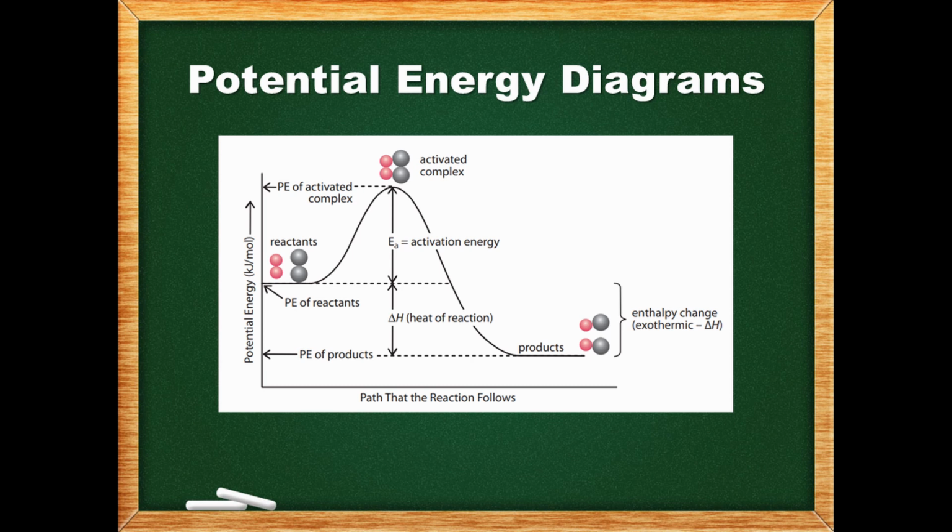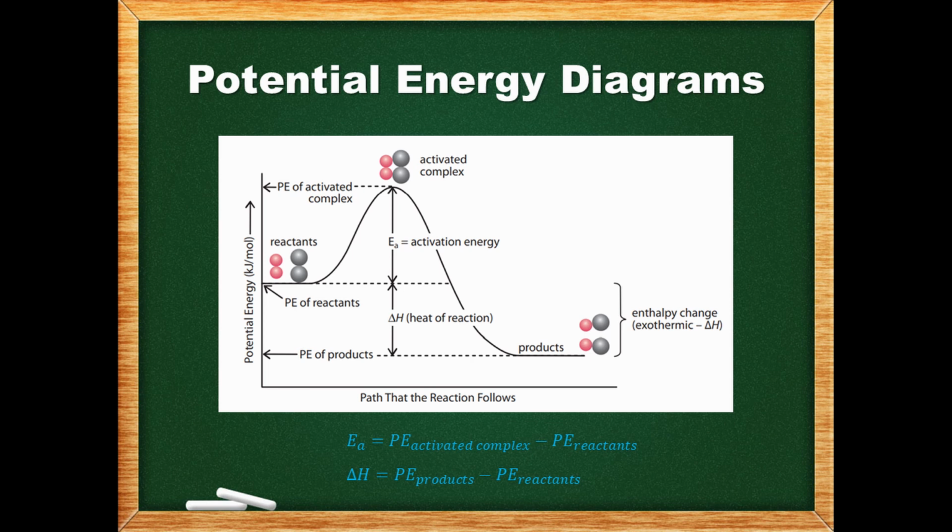The vertical axis measures potential energy in kilojoules per mole. The horizontal axis is sometimes called the reaction coordinate or the progress of reaction. The activation energy is the difference between the potential energy of the activated complex and the total potential energy of the separated reactant molecules. The enthalpy change is the difference between the total potential energy of the products and the total potential energy of the reactants. This is independent of the activation energy.